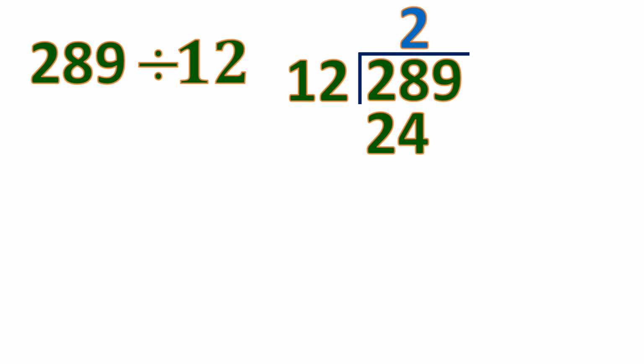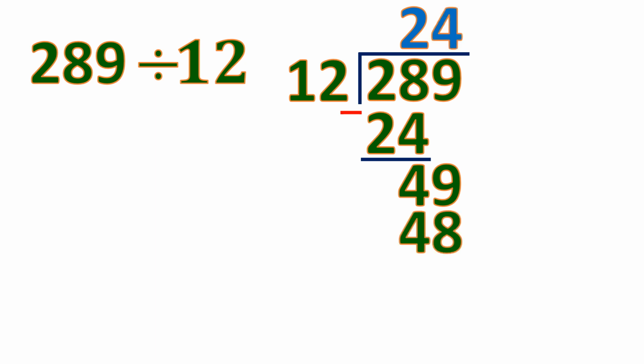Then we'll subtract 28 minus 24, so it will be 4. Then we'll bring down 9. So 49 divided by 12 is 4 because 4 times 12 is 48, and that's the closest. So let's subtract. 49 minus 48 is 1, and there's no more number to bring down. So that means our 1 is the remainder. So the quotient is 24, remainder 1.